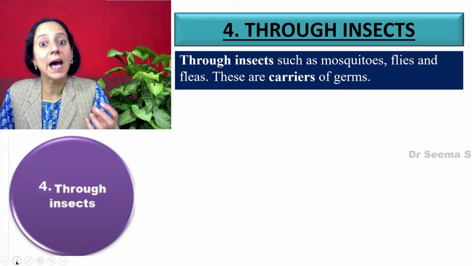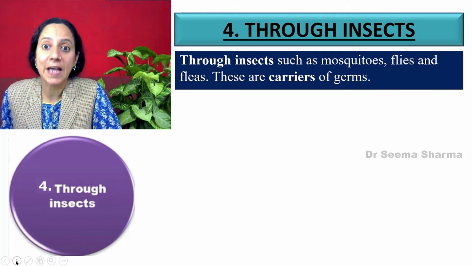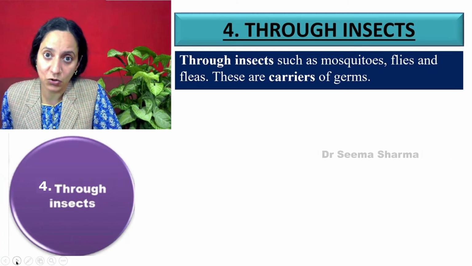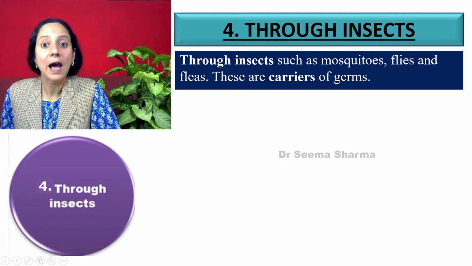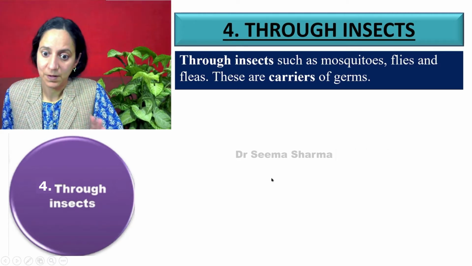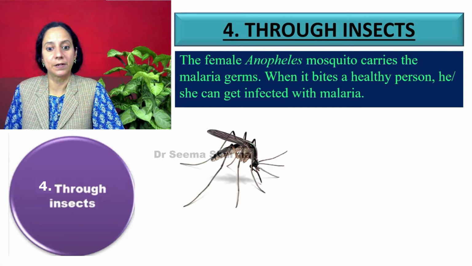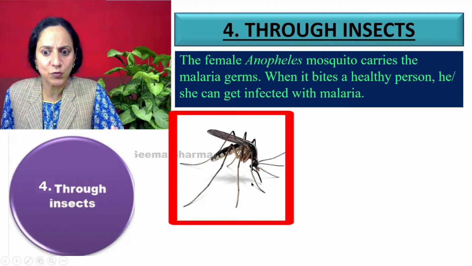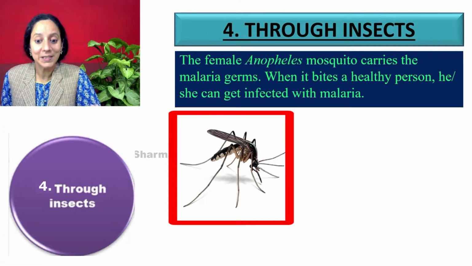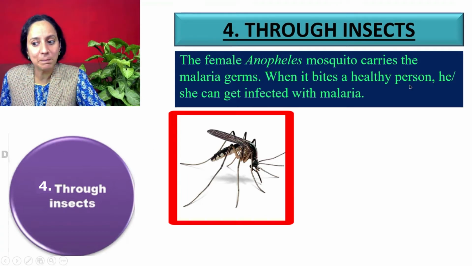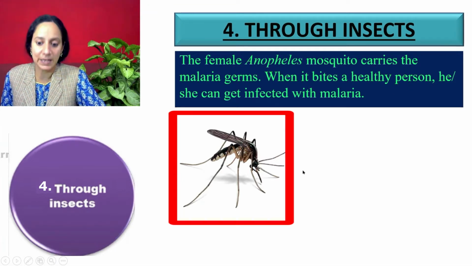Fourth route is through insects. These insects, especially mosquitoes, houseflies and fleas, act as carriers of disease-causing microbes or pathogens, and they are transmitting these pathogens from a diseased or sick person to a healthy person. Like the female Anopheles, this is one mosquito. It carries pathogens of malaria from a sick person to a healthy person. When it bites a healthy person, he or she gets infected with malaria.